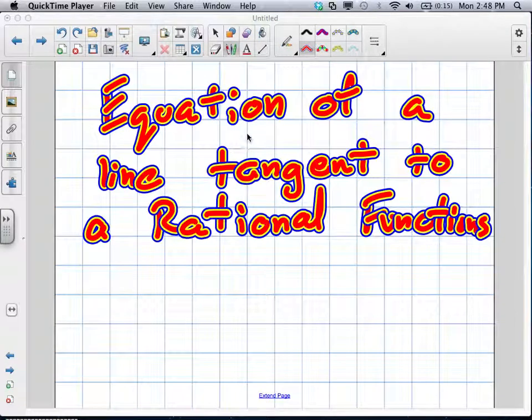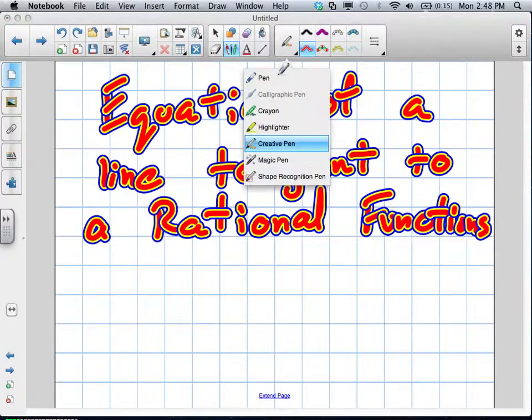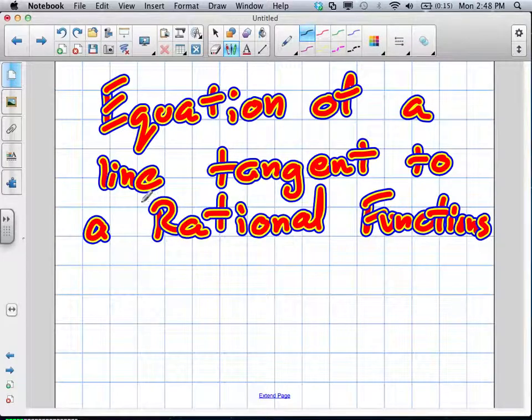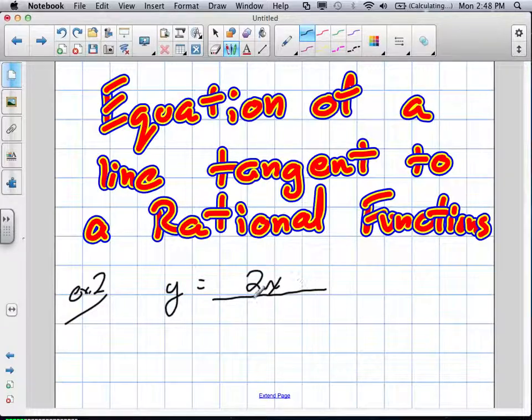Okay, so equation of a line tangent to a rational function. This question here is your second example in your book. They've given us: determine the equation of the tangent to this function, y is equal to 2x divided by x squared plus 1. And they want it at the point where x is equal to 0.